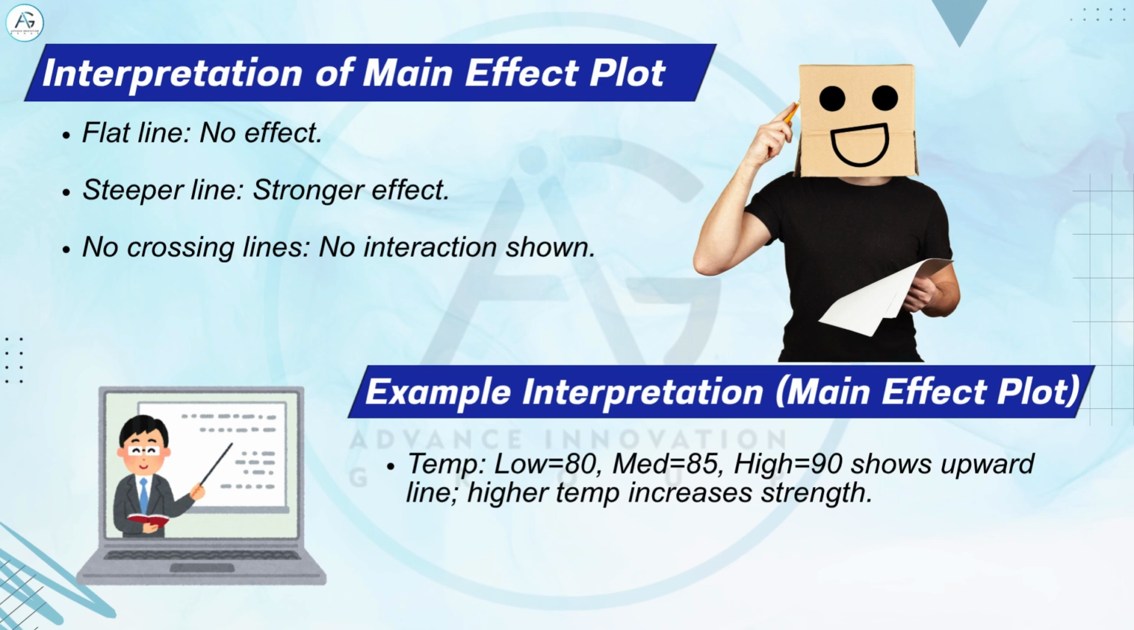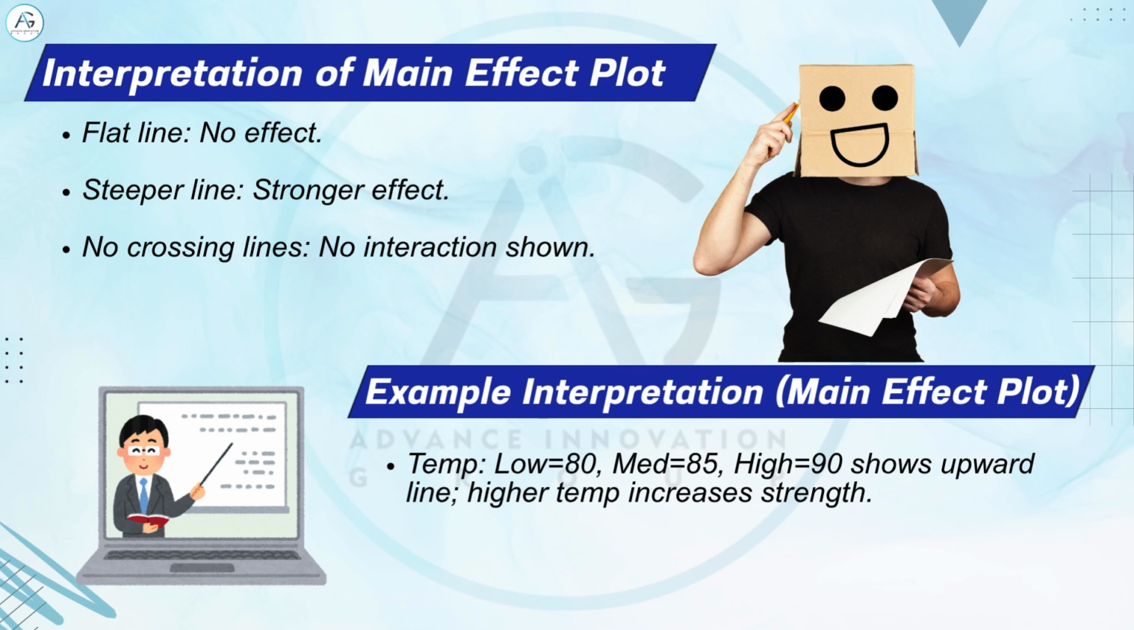When interpreting a main effect plot, there are a few key points to keep in mind. A flat line means the factor has no effect on the response. The average stays the same across all levels. A steeper line indicates a stronger effect, showing that changes in the factor level significantly impact the response. If the lines don't cross, it suggests there's no interaction between factors being shown.